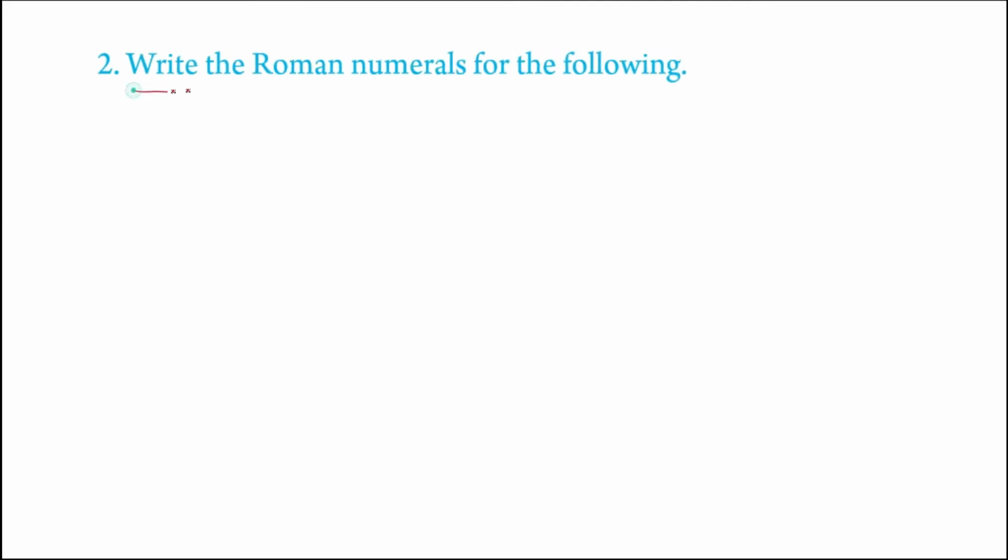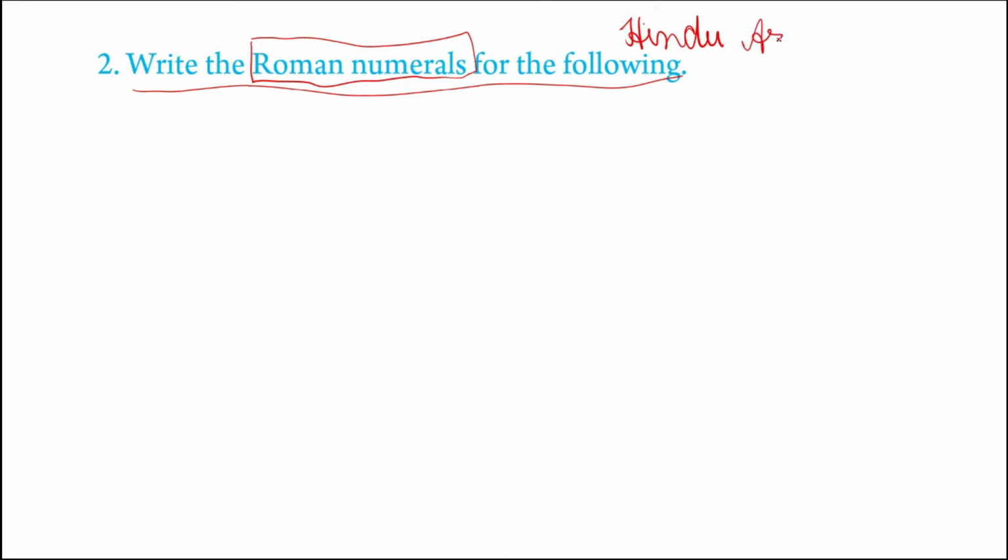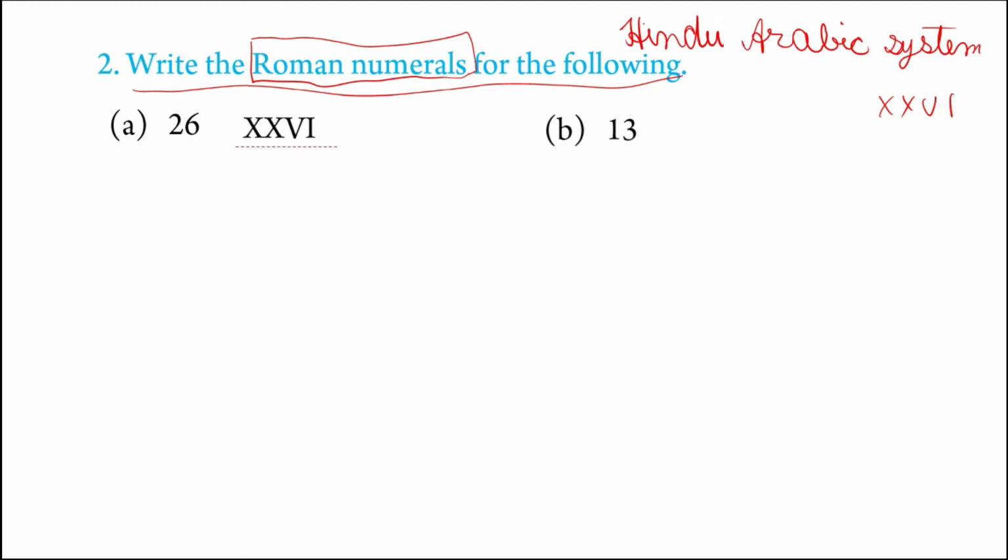Next question is write the Roman numerals for the following. Roman numerals is written in the question. That means the questions will be given in the Hindu-Arabic system or numeral. First question is 26. That means 20 can be written as double X and 6 is written as VI. That means XXVI. B is 13.